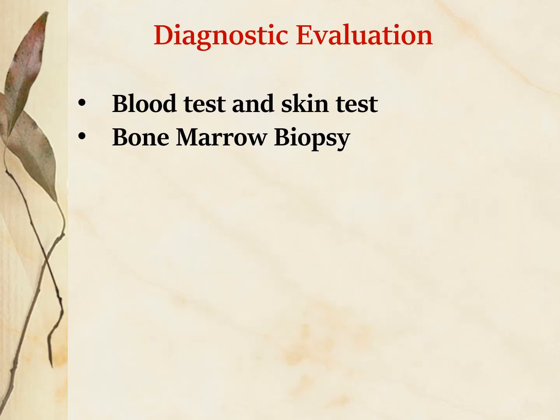The diagnostic evaluation for immune system disorders includes blood tests and skin tests, as well as bone marrow biopsy, which may be performed to evaluate the patient's immune competence. There are specific laboratory and diagnostic tests that will be discussed in greater detail along with individual disease processes in our next discussion.